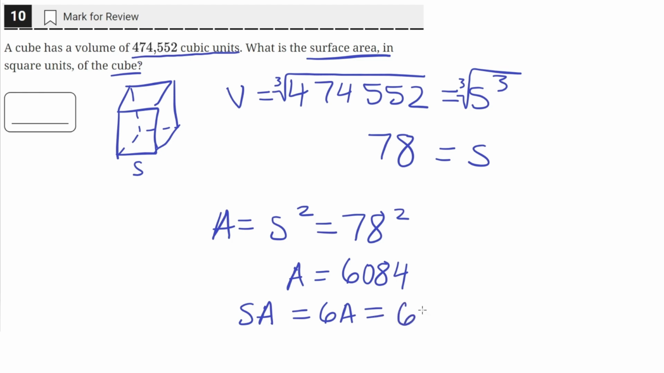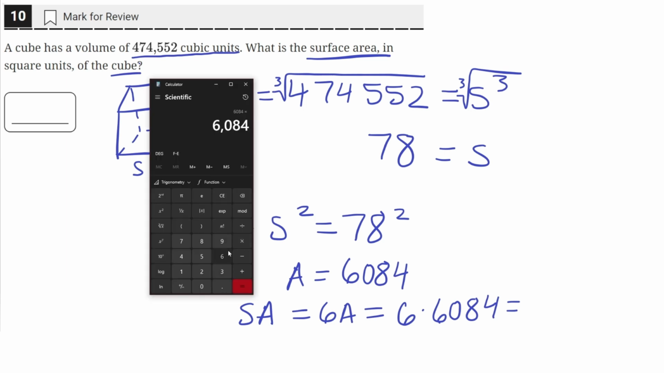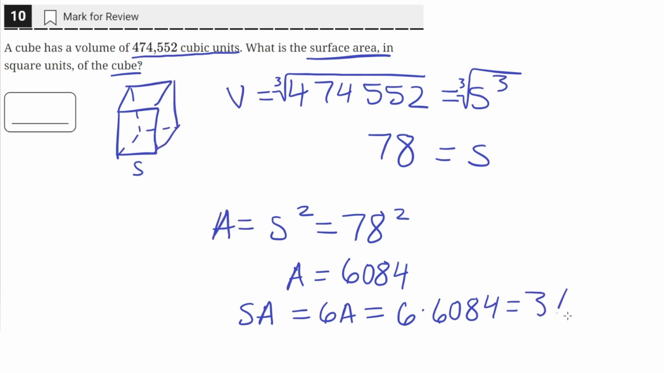So 6 times 6,084 is equal to 36,504. So the surface area of a cube with this volume is 36,504.